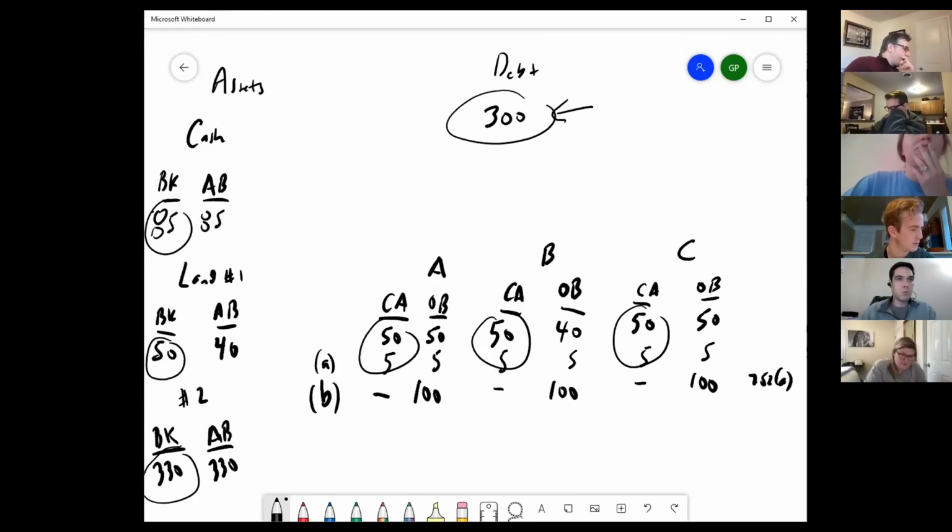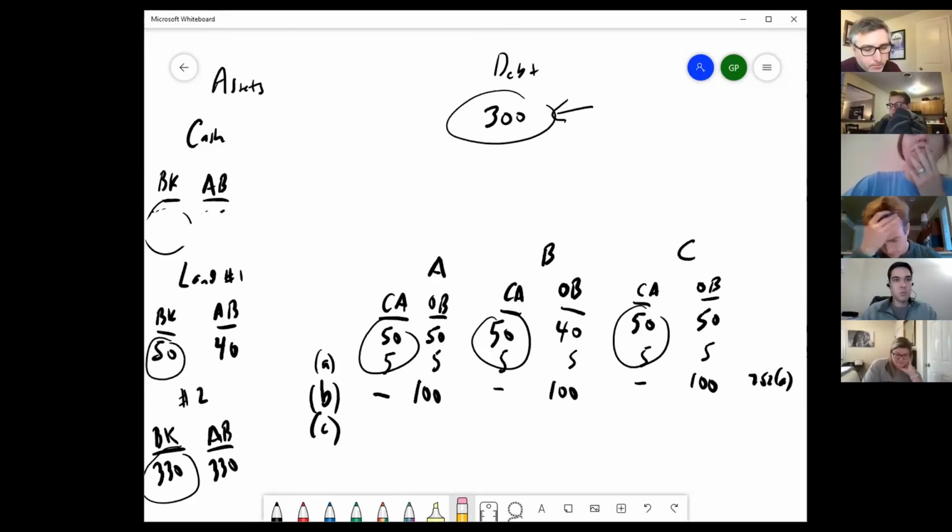Okay, then in C, there's going to be a distribution of 60 of cash. So the cash goes down to 25.